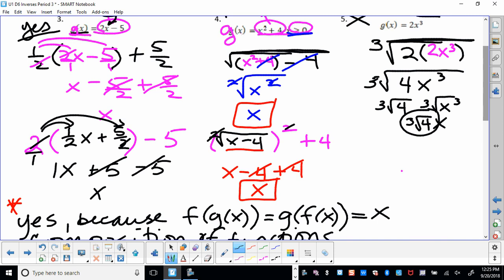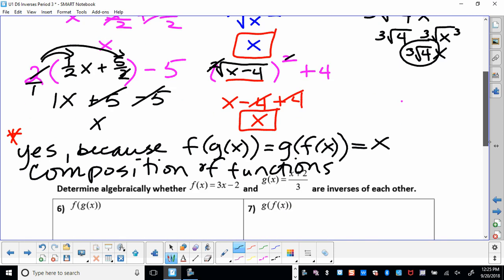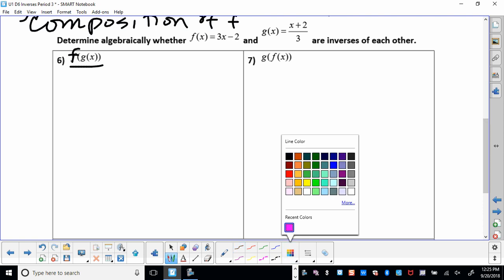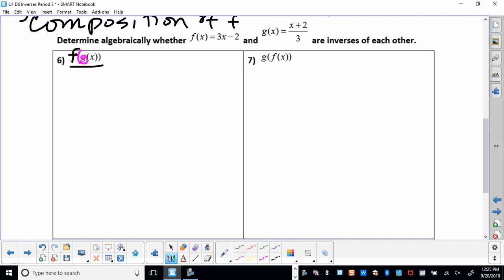All right, very good. So now let's look at number 6. It says determine whether F and G are inverses. Okay, and it's nice. It told us what to do. So I'm going to do the same thing. F is my black function, and G is the pink function.